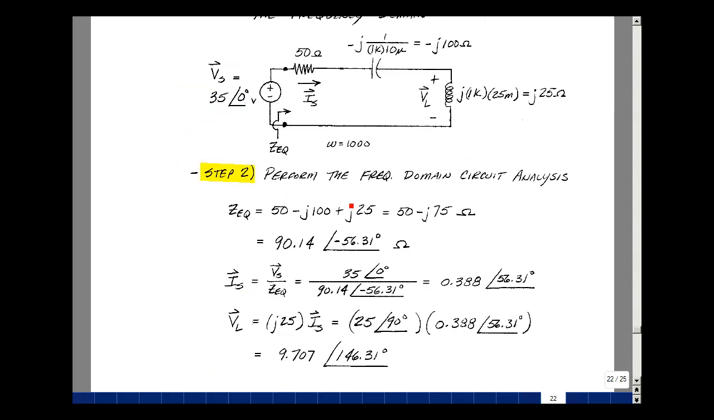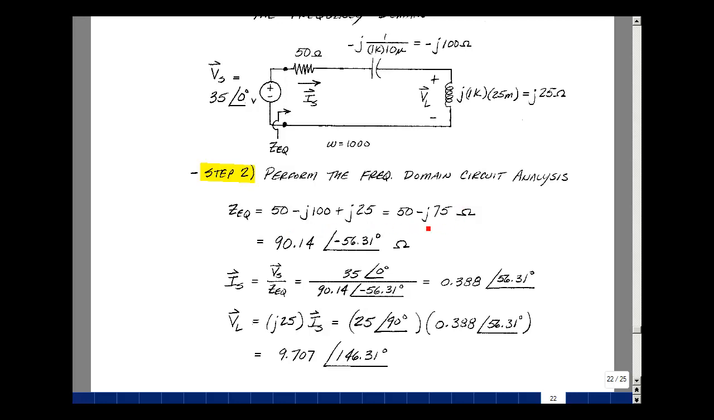Step two is to perform the frequency domain circuit analysis. Since I want to solve for this current I sub S in the time domain, why don't I find the equivalent impedance looking in these terminals and then use Ohm's law to find the current, because the voltage divided by the impedance would be the current. What's the equivalent impedance? Well, just the sum of the impedances. So it's 50 minus j100 plus j25. 50, and this gives me a minus j75.